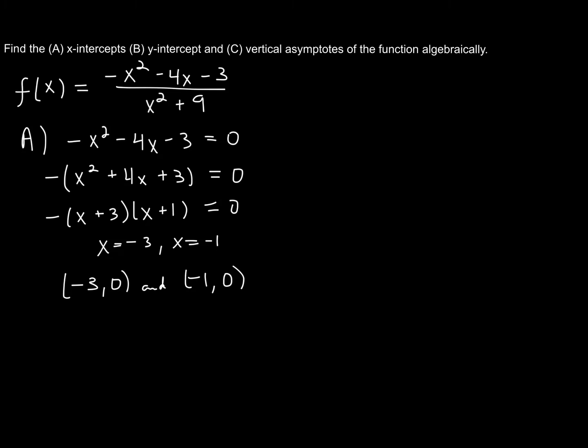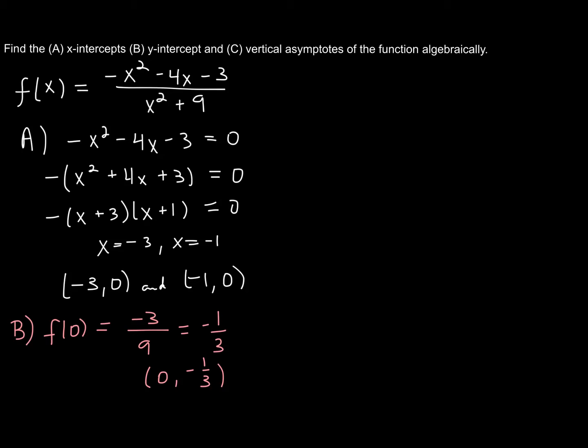Let's move on to the y-intercept. The y-intercept, of course, is the y value when the x value is 0. So I'm simply going to evaluate my function f when x is 0, substituting in 0 for x. When I do so, I'll have 0 minus 3, so that will be negative 3, over 0 plus 9. So this will be negative 1/3. Therefore, I have my point: the x value is 0, and the y value is negative 1/3.